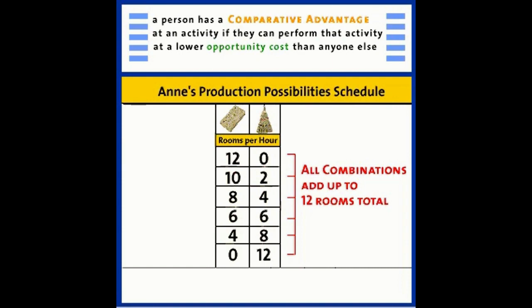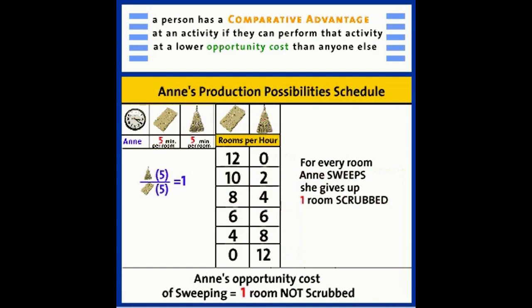Likewise, because of this reciprocal principle, if Anne scrubs a room, that's a room that she's not sweeping. She spends 5 minutes scrubbing, that's the same 5 minutes she could be spending sweeping. So the opportunity cost of 1 room worth of scrubbing is 1 room worth of lost sweeping. Here's Anne's production possibilities schedule.